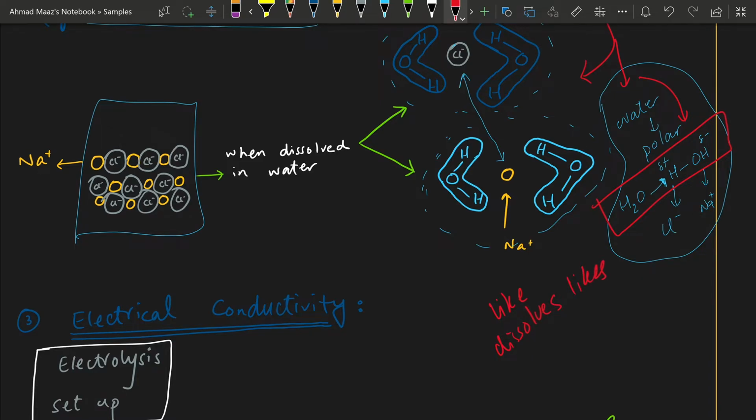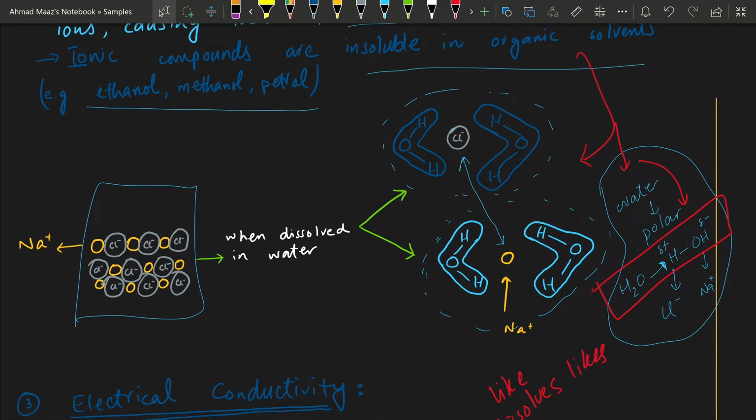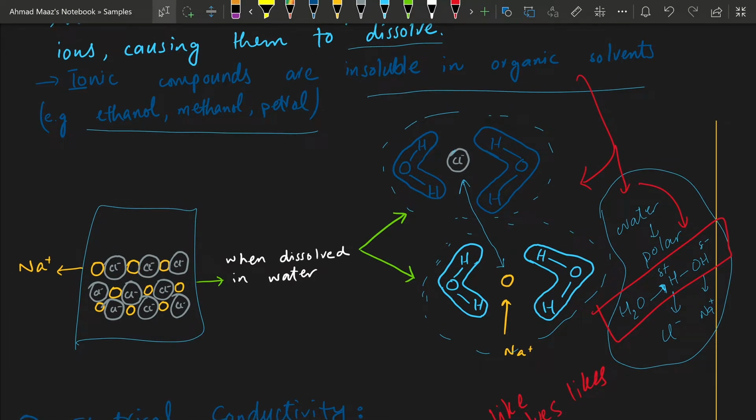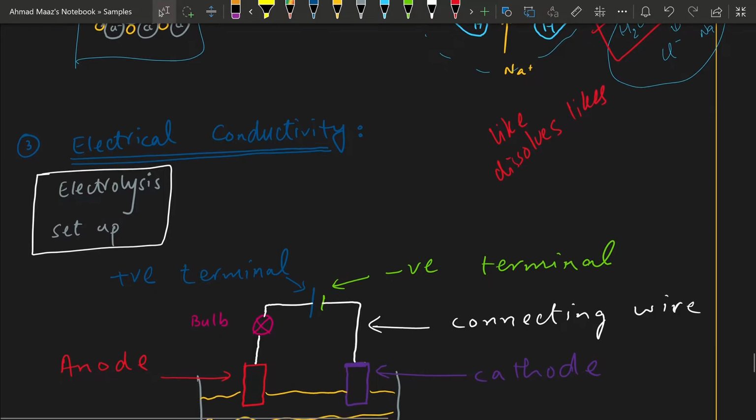For example, water is ionic. Water is a polar solvent, hence it can dissolve ionic substances. It can dissolve substances which have charges on them. And oils or organic solvents are non-polar, so they can dissolve the non-polar substances. Organic solvents can dissolve the substances which do not have charge on them.